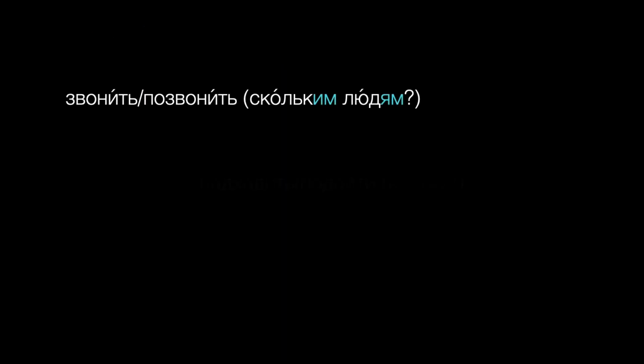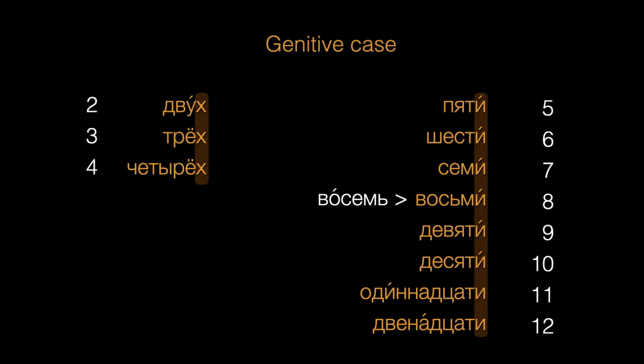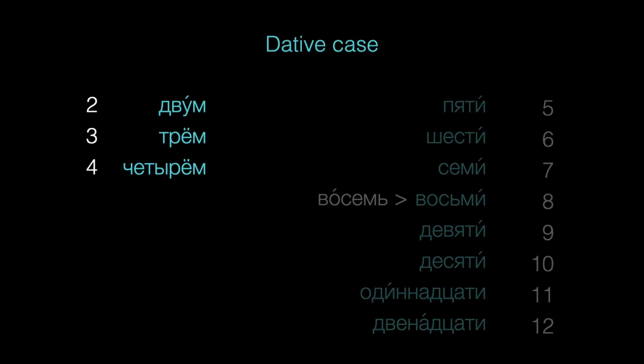But if we want to talk about calling a certain number of people, or walking up to them, or saying by a certain time on the clock, we'll need numbers in the dative, so let's look at that now. If you remember the genitive forms, the dative should look pretty familiar. But if you look carefully at the forms for 2, 3, and 4, what difference do you notice? These dative forms end in m, двум, трём, четырём.